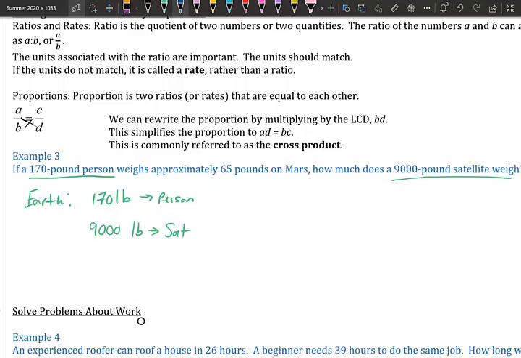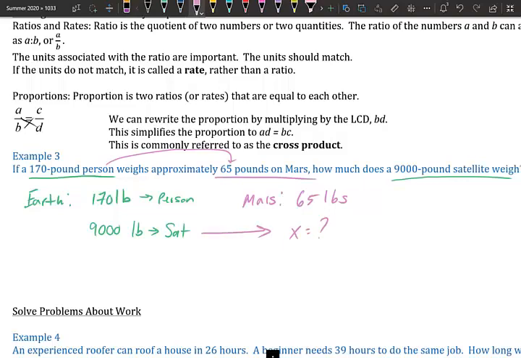Then it says if we're 170 pounds on Earth, we're about 65 pounds on Mars. So on Mars, we're 65 pounds. So how much does the satellite weigh? We don't know. So how much does the satellite weigh on Mars? We don't know.